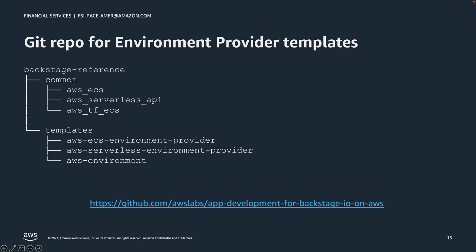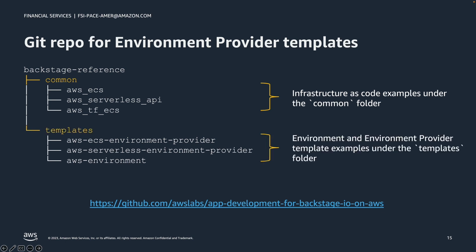If you'd like to build out your own environment provider templates and the supporting infrastructure as code to provision AWS resources, I encourage you to browse the open source repository for the OPA on AWS solution at the URL on this page. You'll find a Backstage-reference folder containing several examples actually used in the solution. The common subfolder is where you will find infrastructure as code with CDK and Terraform samples. This code is pointed to and used by the GitLab pipelines for environment providers. The templates subfolder contains examples of environments and environment providers similar to what we've just walked through.